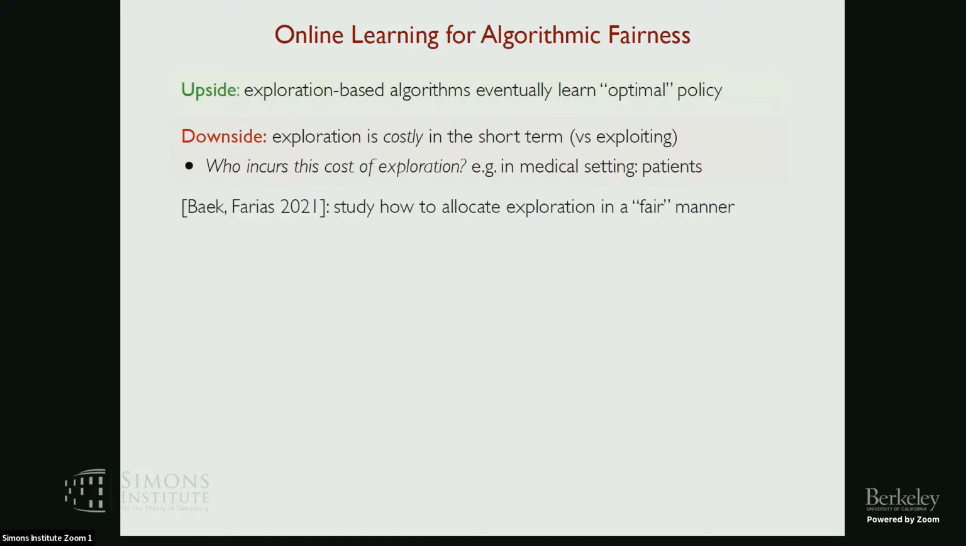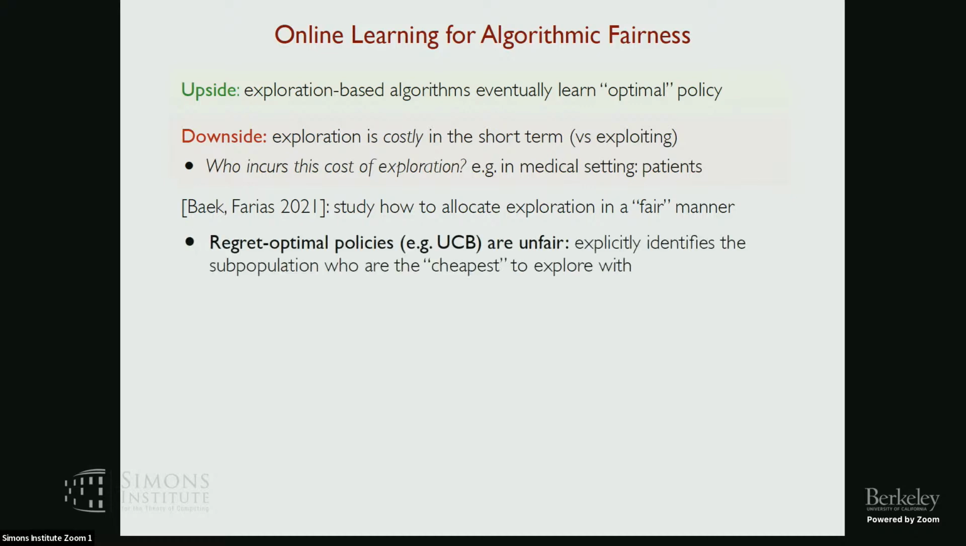In our work with my advisor, Baek, we study how to allocate this cost of exploration in a quote unquote fair manner. I'm going to briefly describe the main results of this work. The first result is that we show that canonical algorithms like UCB are unfair.